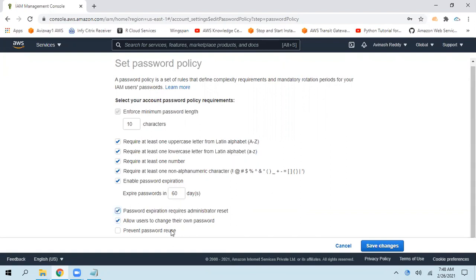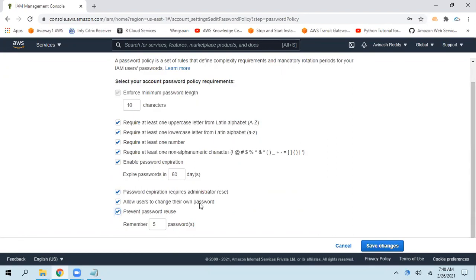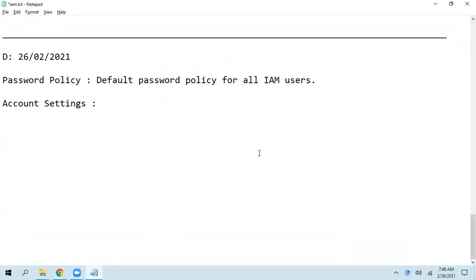And prevent password reuse. So basically the system is going to remember your last 2 or 3 passwords. You are not allowed to use the same password. That means, for example, you set up a password 123, and after 60 days it is going to expire. After 60 days, if you are trying to reset the password, but the password reuse policy is set to 3, and you try to give the same password, it won't allow. You need to give a different password.